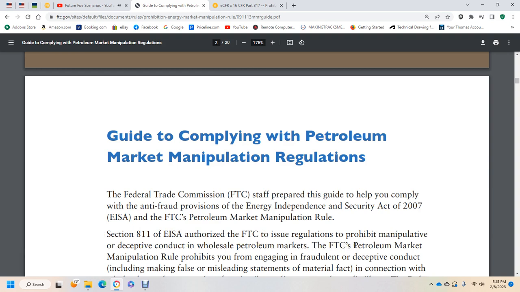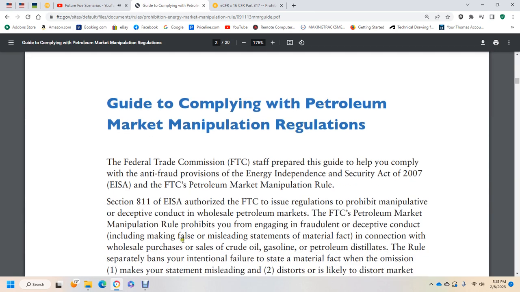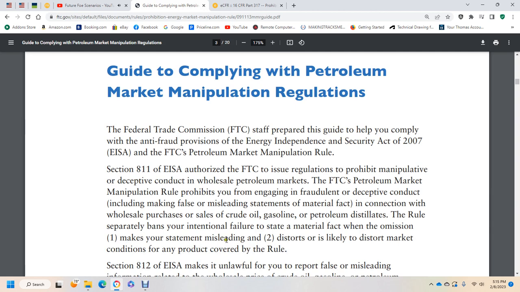The Federal Trade Commission Petroleum Market Manipulation Rule prohibits engaging in fraudulent and deceptive conduct, including making false or misleading statements of material fact in connection with a wholesale purchase or sale of crude oil, gasoline, petroleum distillates. The rule separately bans the intentional failure to state a material fact when the omission (1) makes the statement misleading, or (2) distorts or is likely to distort market conditions for any product covered by the rule.